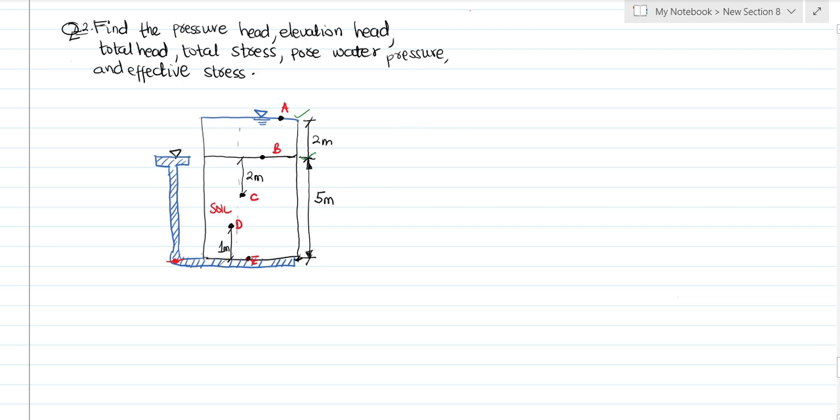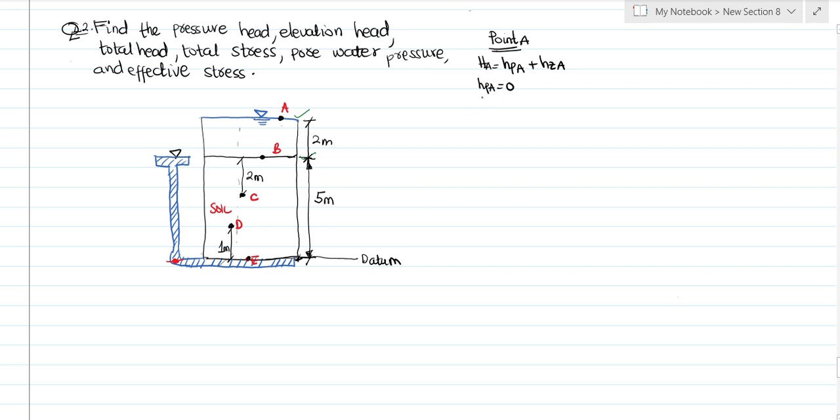First of all, they say we should find the pressure head, elevation head, and total head. Then we are supposed to find stresses. So let's take the first point, point A. At point A, the total head is equal to the pressure head plus the elevation head. The pressure head at point A is zero because there is no column of water above A, right? Now, this is our D2.